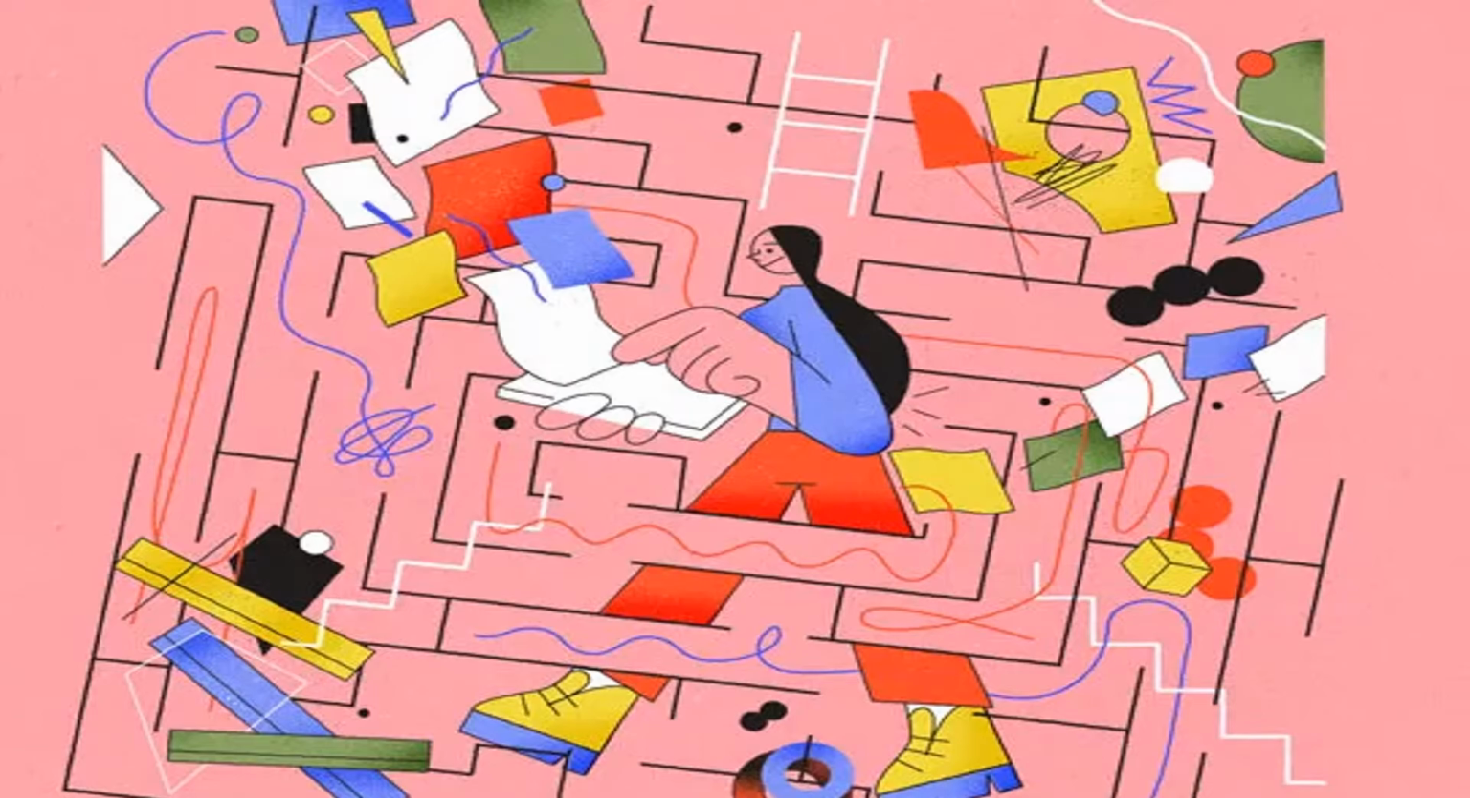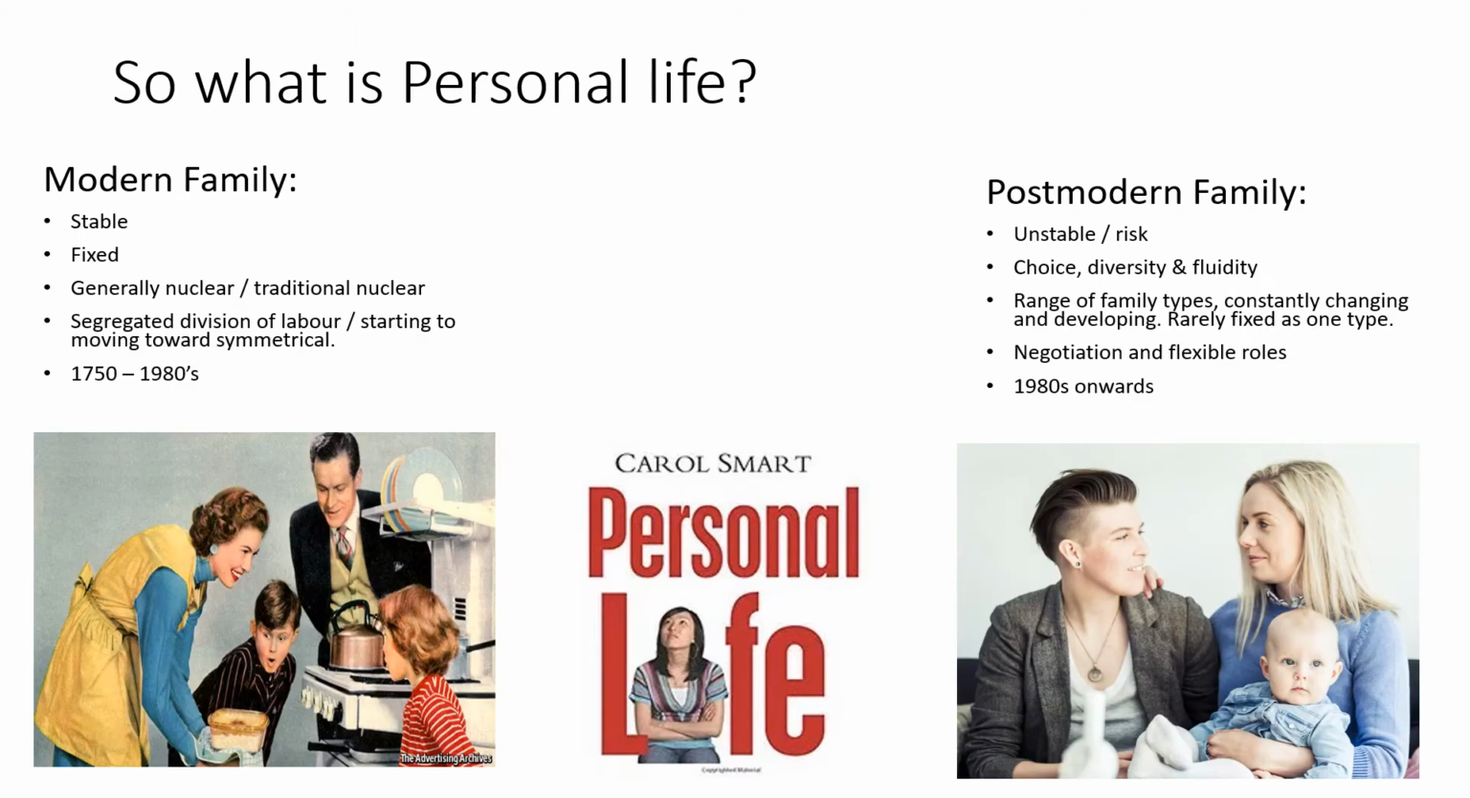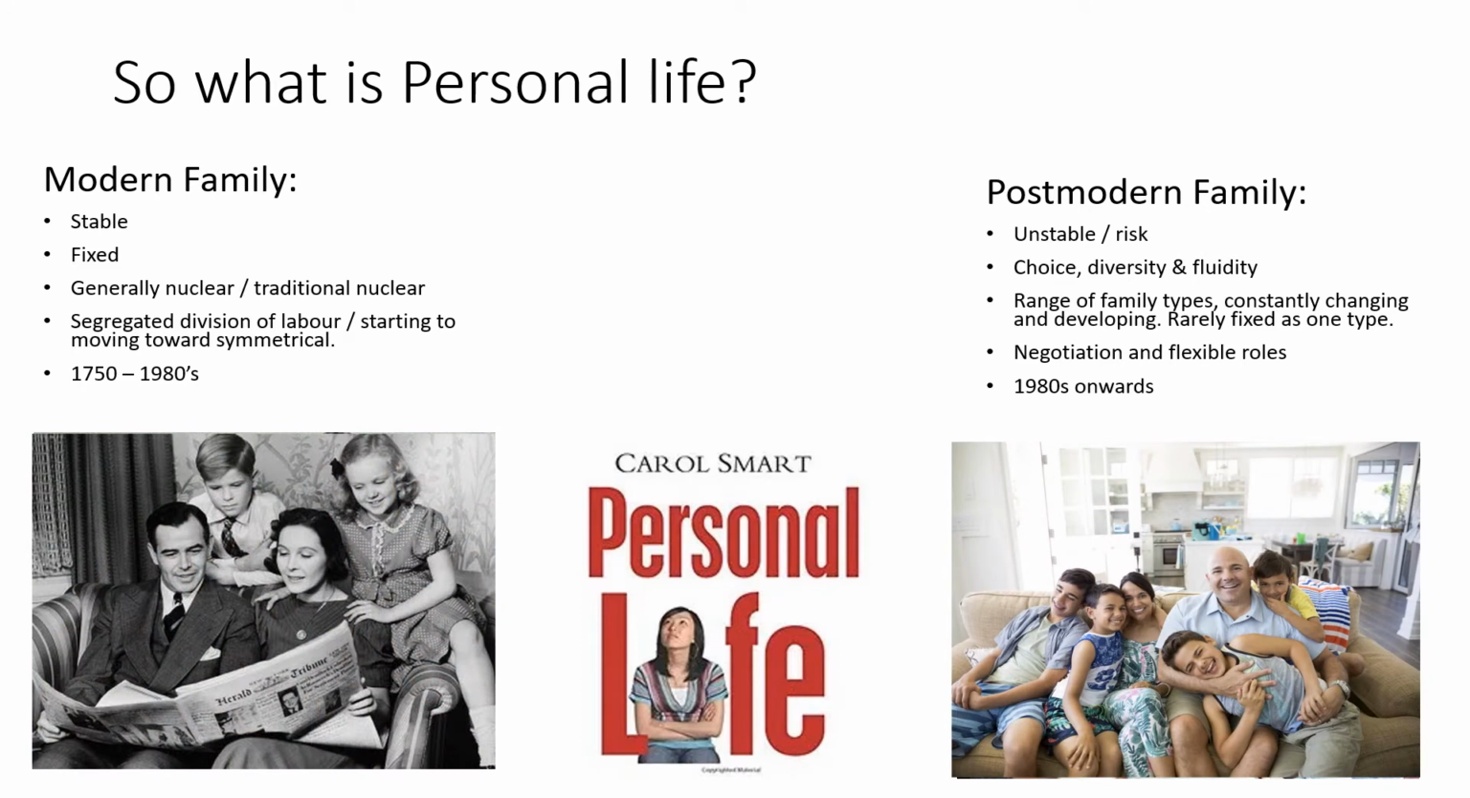So let's get started. What is personal life? What does it mean as a theory or as an approach to understanding the family? First, let's put it in the context of where it fits between modern and postmodern. The modern family was taking place between 1750 and the 1980s. It was a very stable family. It was fixed, generally nuclear or traditionally nuclear. There were segregated divisions of labour, and there was a movement towards becoming symmetrical in the later period of that modern era.